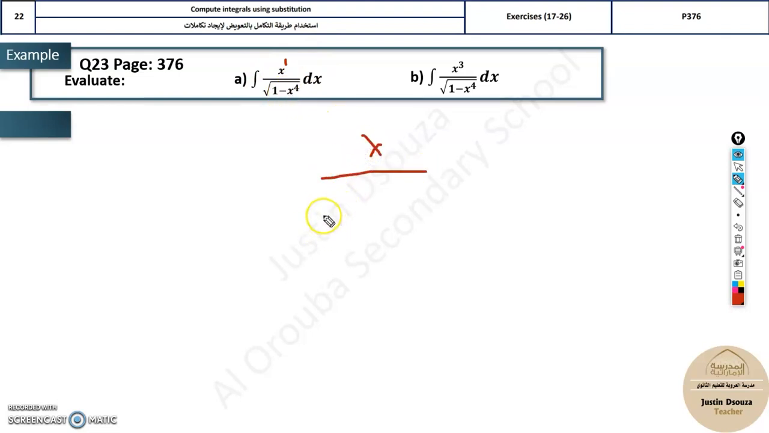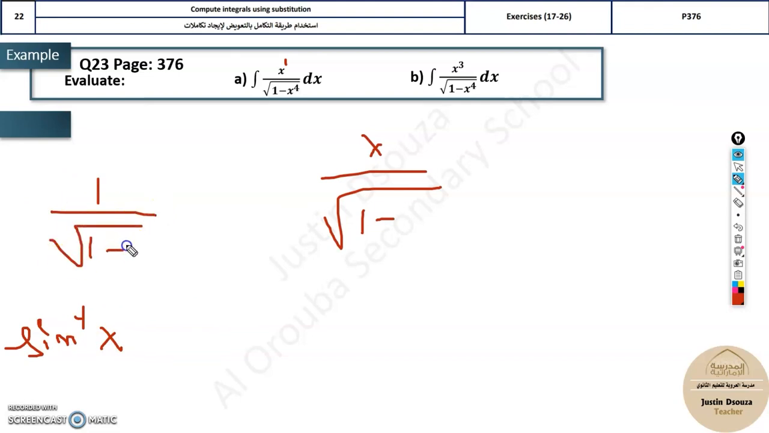Let it be square root of 1 minus x. When I say the square root, I remember sine inverse x. What is the integral of 1 by square root of 1 minus x square? That is sine inverse x.